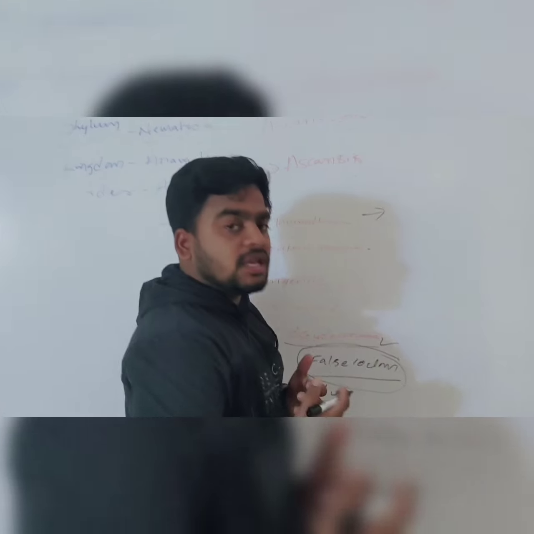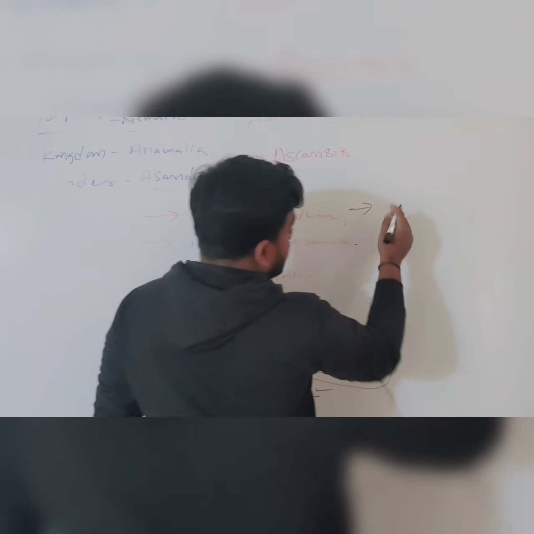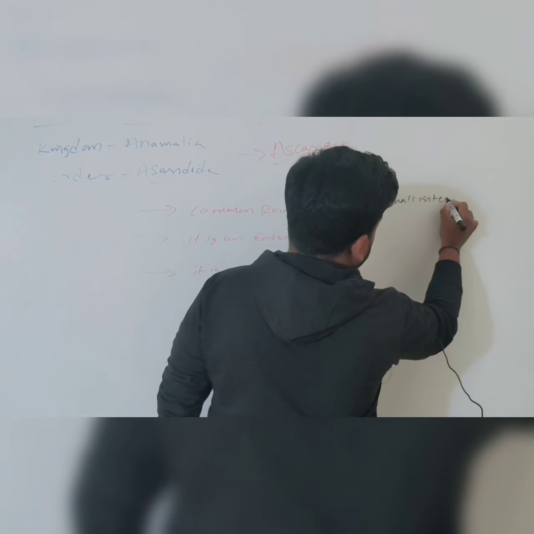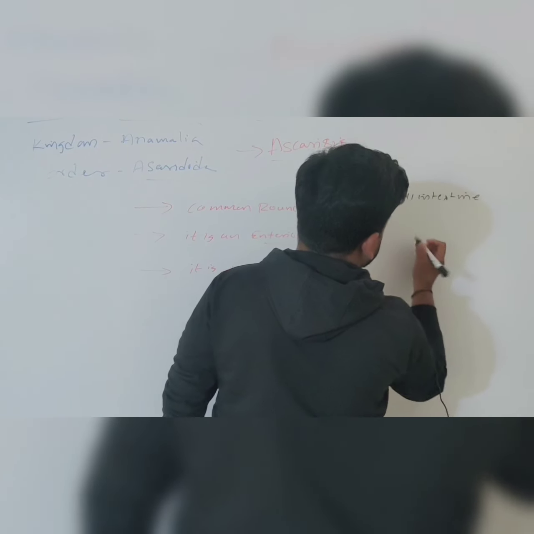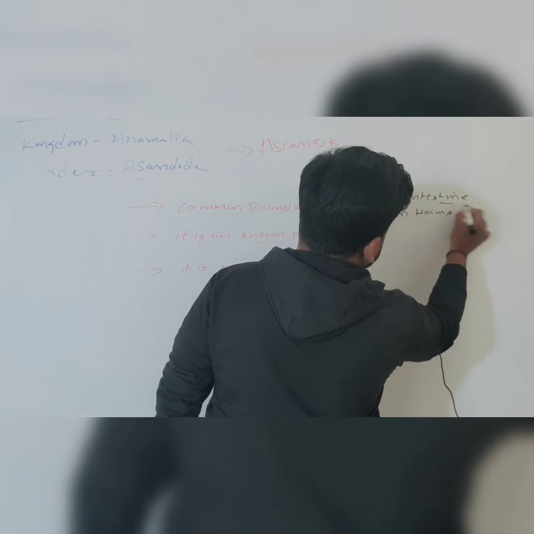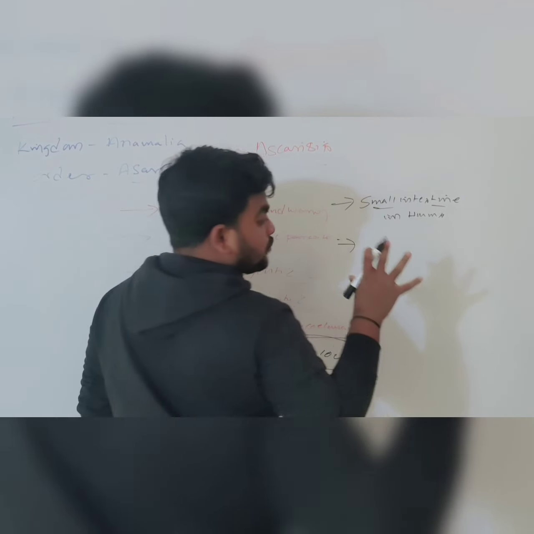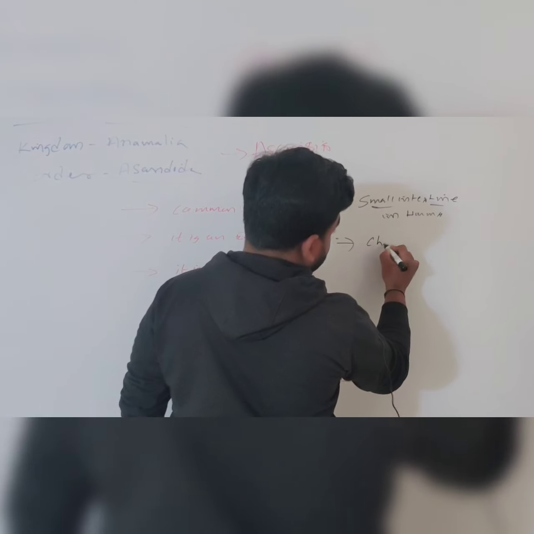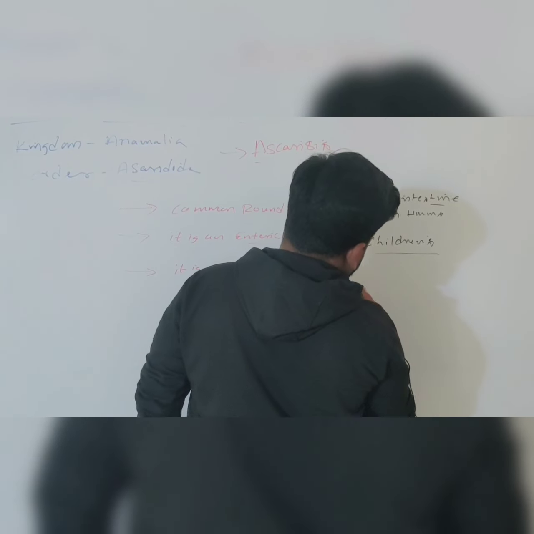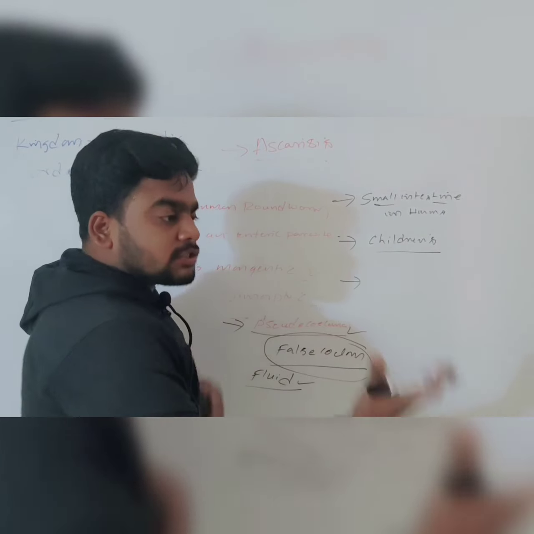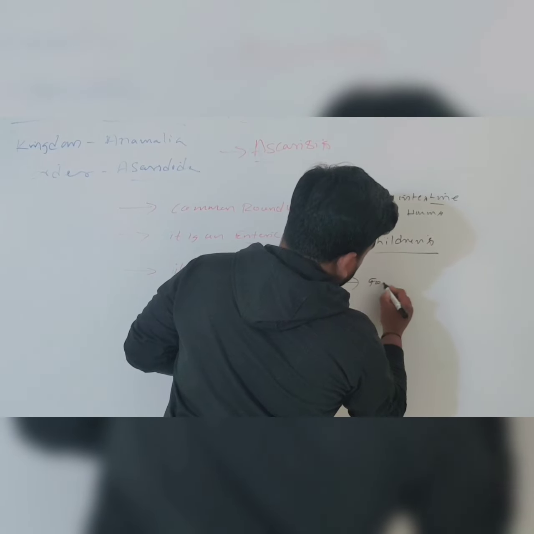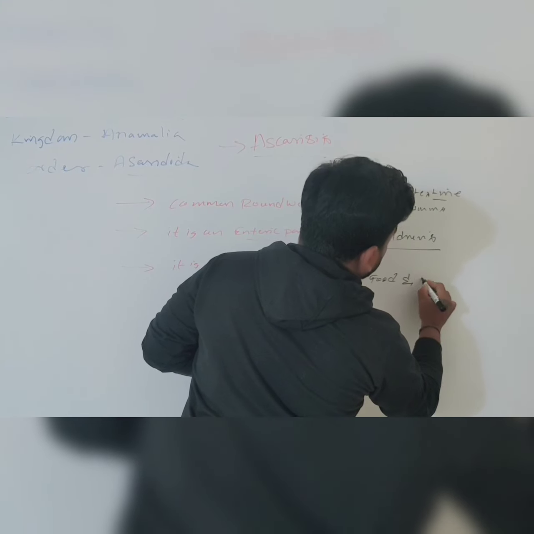Now this parasite we can mainly see in the small intestine of humans. Most frequently it is observed in children. It is contaminated and passes to humans through contaminated food and water.